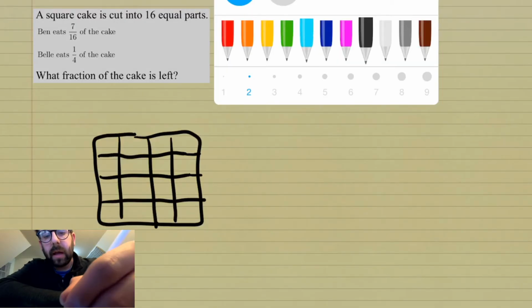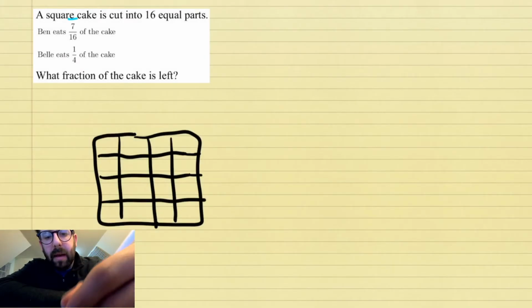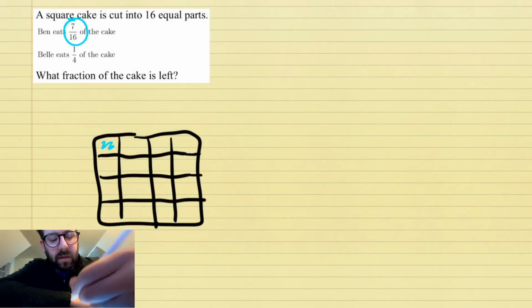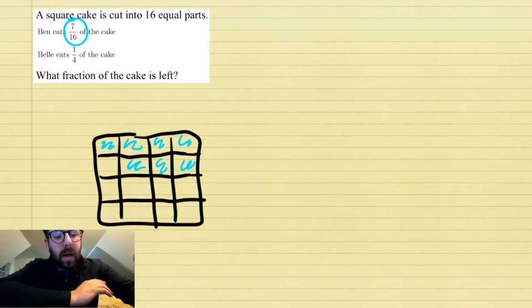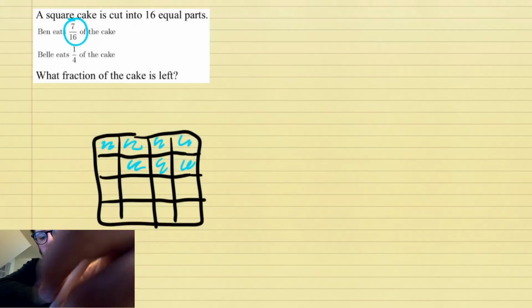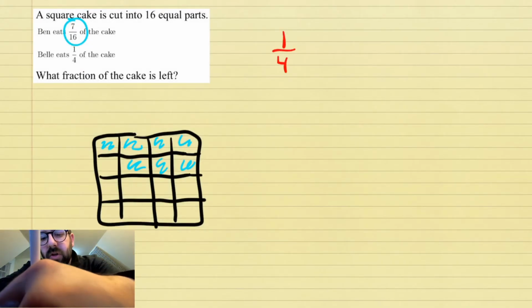So this is that weird thing again. I'm going to put Ben in blue. 7 out of 16. 1, 2, 3, 4, 5, 6, 7. All right, there's Ben. Belle didn't have it out of 16. She has it out of 1/4. So I'm going to make her fraction, I'm going to put her in red. She's 1 out of 4.